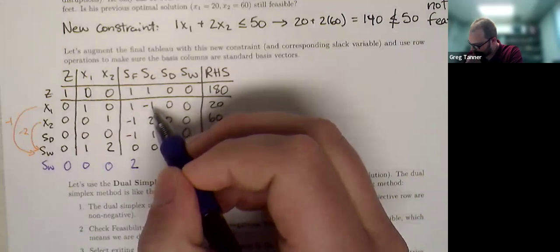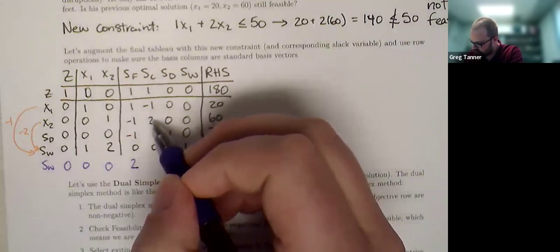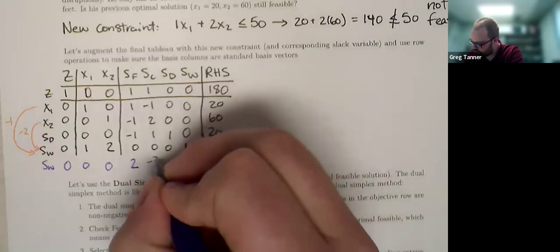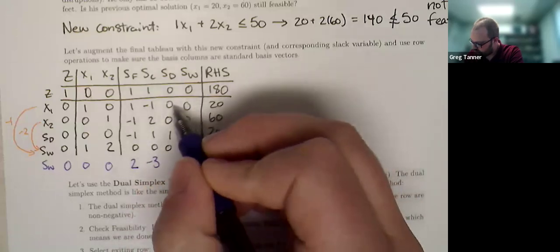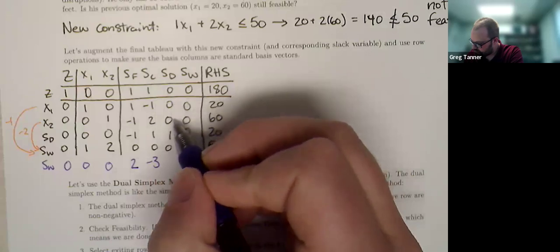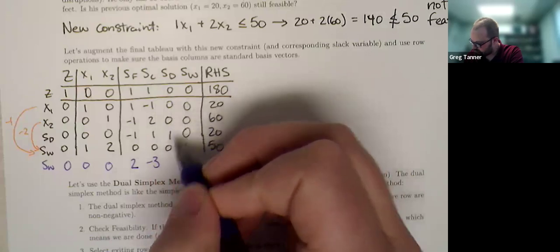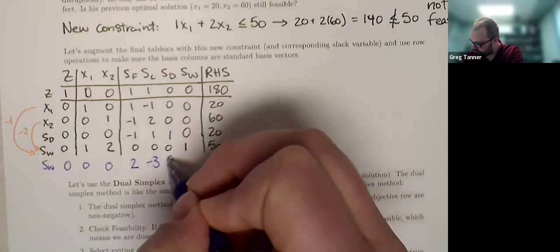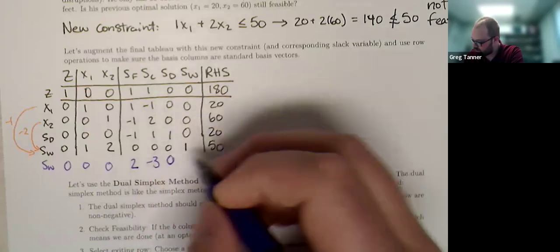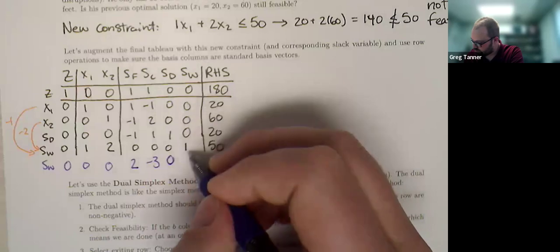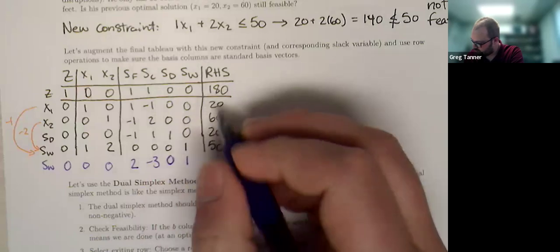-1 times 1 is +1. -2 times 2 is -4. So 1 minus 4 is -3. I'm going to get -1 times 0 and -2 times 0 plus 0 is 0, and that's what we want there. And zeros plus our 1 is going to keep us at 1.